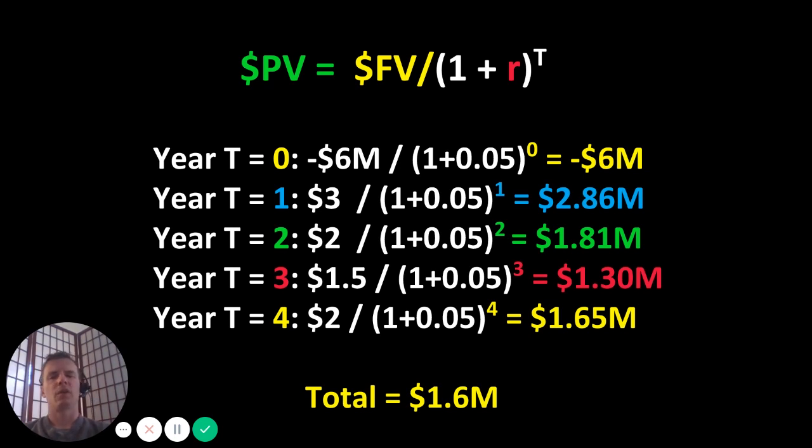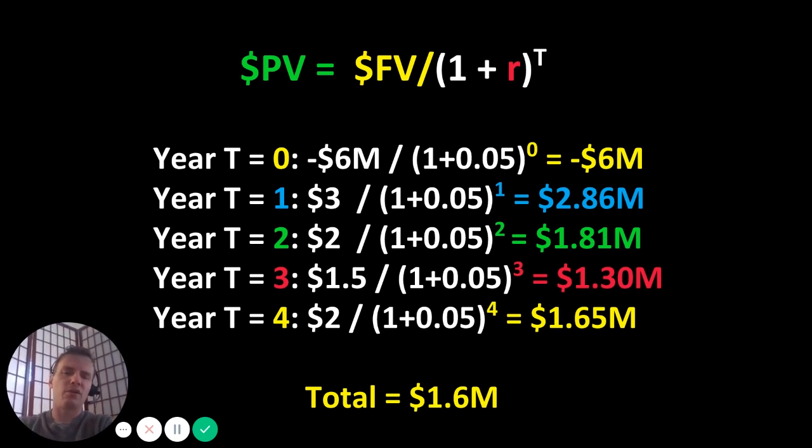So again, having $2 million of profits 2 calendar years from today is not actually worth $2 million. It's worth $1.81 million. Same thing happens in year 3. Our profits were $1.5 million. And to get the present value of $1.5 million 3 years from now, we're saying $1.5 million divided by 1.05 cubed, to the third power, and that gives us $1.3 million.